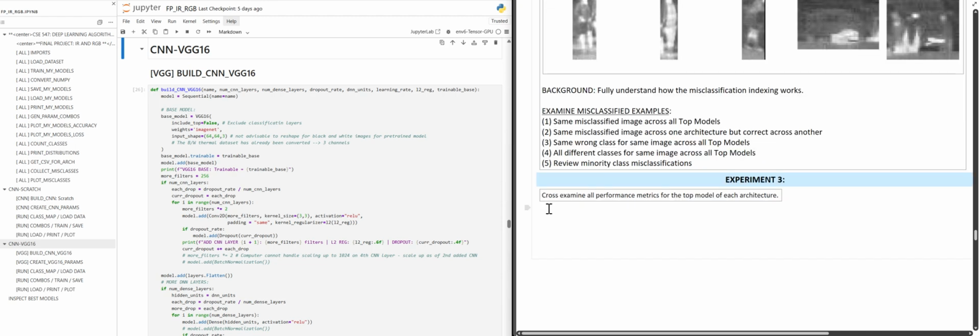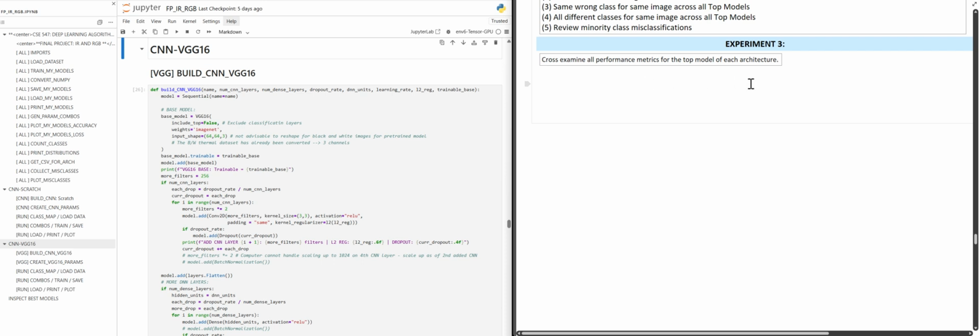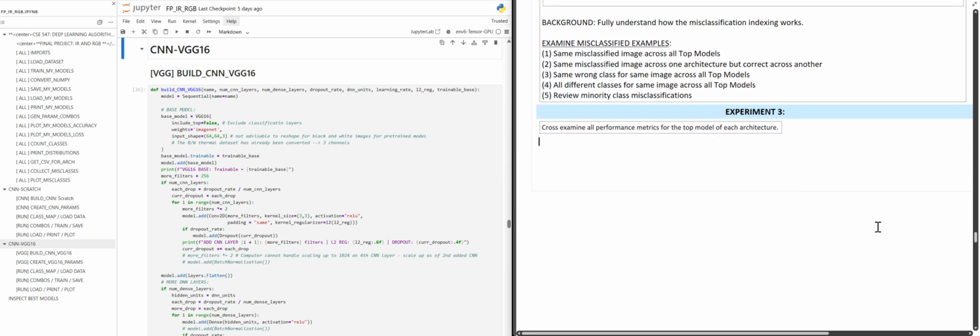Okay, and then experiment 3 is going to be to cross-examine all performance metrics listed above for each of the top models of each architecture. Okay, and then determine the best one.